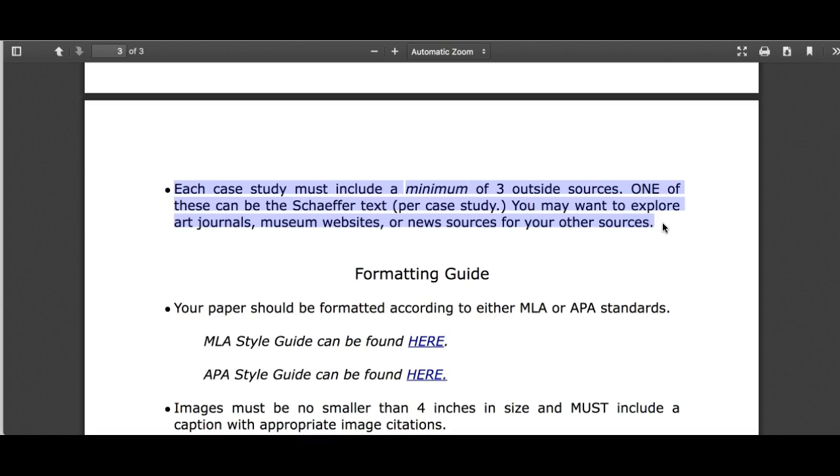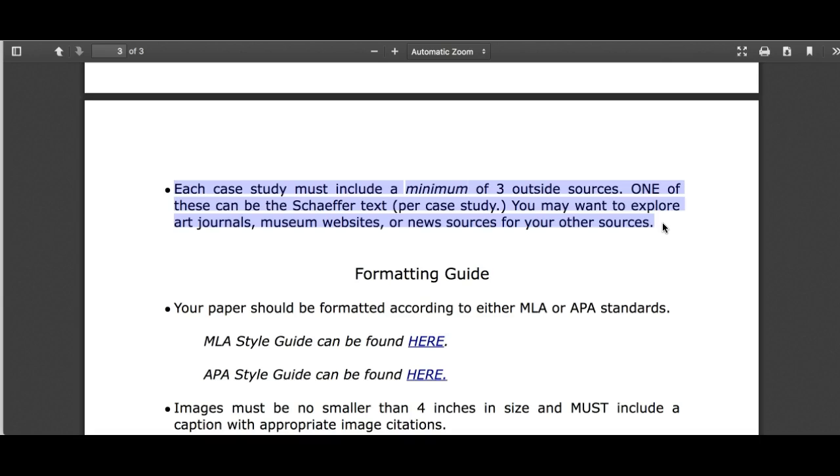Okay. You may want to explore art journals, museum websites, or news sources for your other sources. JSTOR is a great resource. It's a great data bank of journals and articles for you, and that can be found through our library's website.